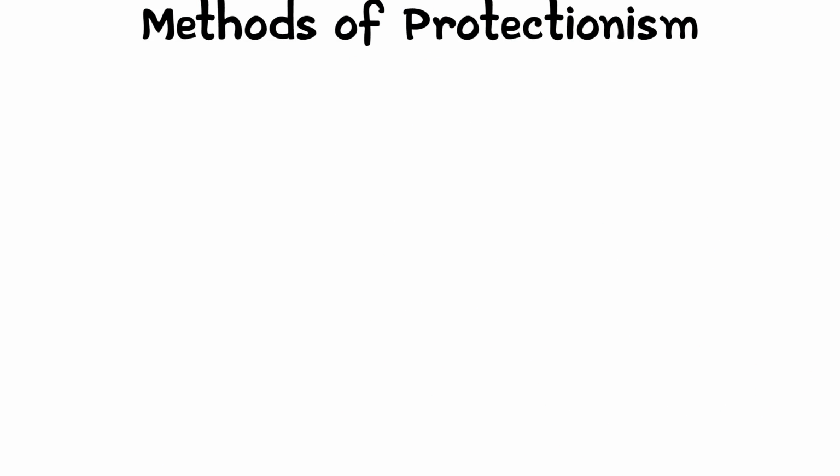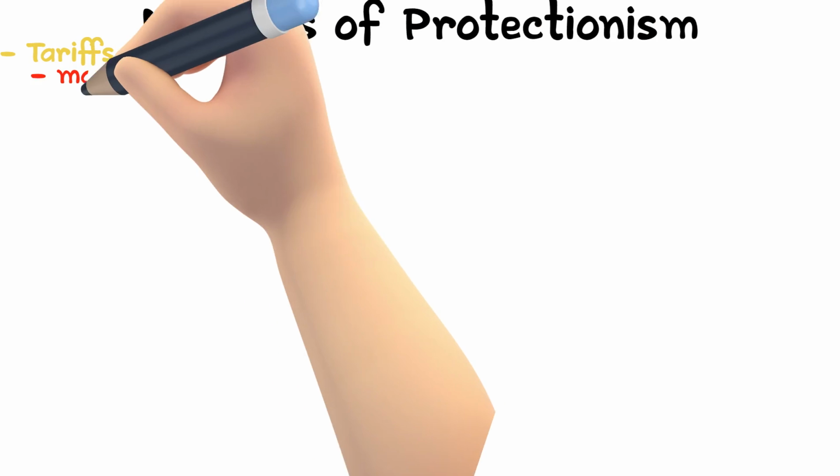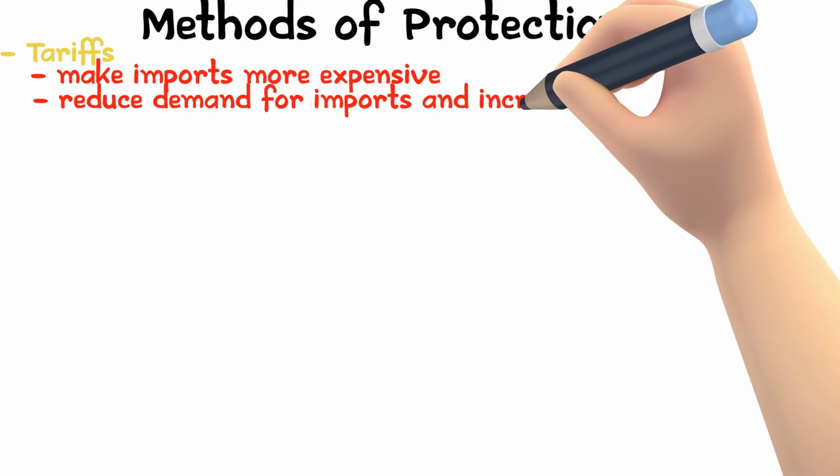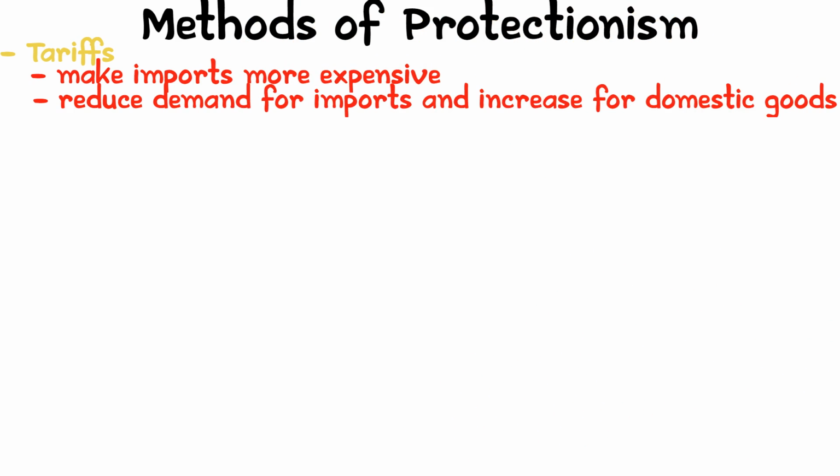Methods of protectionism. Tariffs. One approach to trade barriers is to make imports more expensive. This would reduce demand for imports and increase demand for domestic goods. Taxes on imports are tariffs or customs duties. This also raises revenue for the government. Although globalization is happening at a very high rate, there are many countries still imposing tariffs on imports.